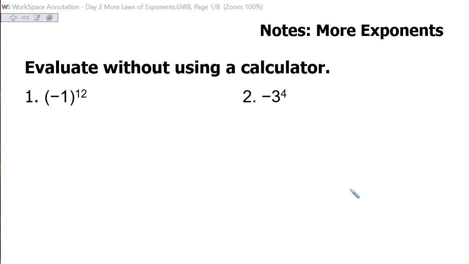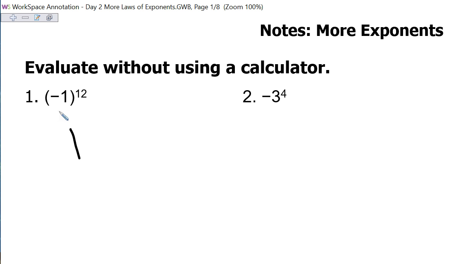So notice if the negative is in parentheses, that means the negative is repeated 12 times. That would be negative 1 times negative 1 times negative 1, 12 times. If I have an even number of negatives, would my answer be positive or negative? Positive. So what's the answer for number 1? Positive 1 is the answer.